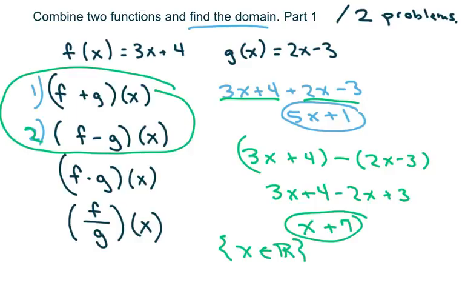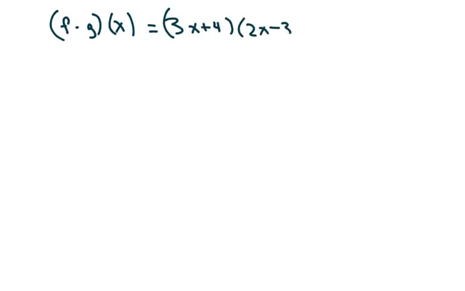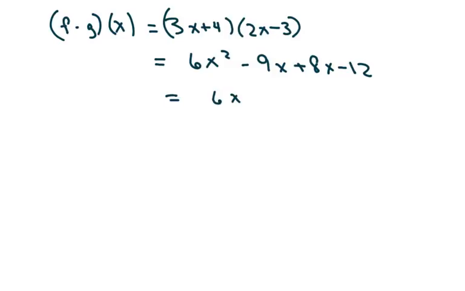Okay, now let's do these two on the next slide. So we're going to do the multiplying and the dividing. So we're going to get f times g of x is going to equal 3x plus 4 times 2x minus 3. And when you FOIL that out, you're going to get 6x squared minus 9x plus 8x minus 12. And that equals 6x squared minus x minus 12.